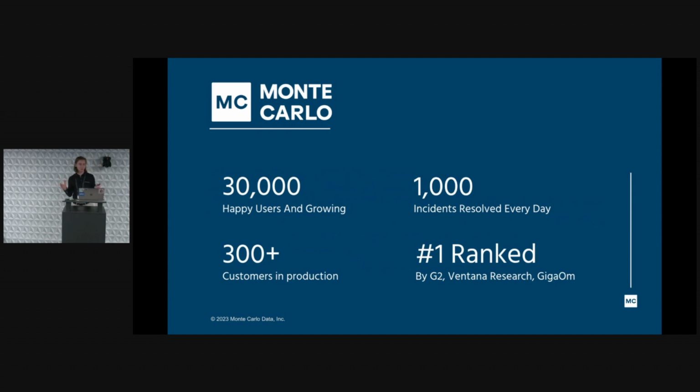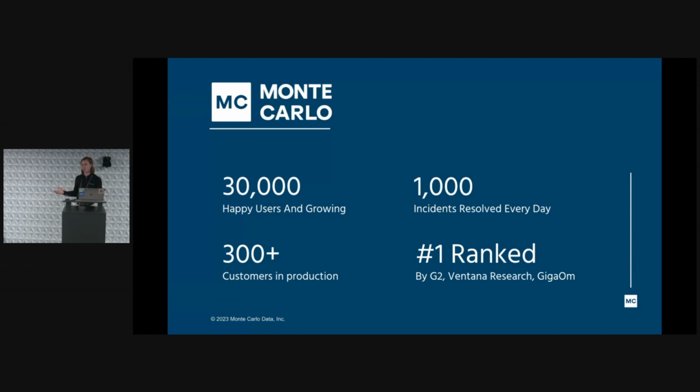So just to give some preamble about Monte Carlo and about my position within the company, the ethos for our place in the discussion here. We are the leading data observability vendor that sells basically an end-to-end data observability solution that can integrate with various different data lakes, lakehouses, warehouses, business intelligence tools, really you name it. We've got a 30,000 user base, and we resolve 1,000 data incidents a day. I'm a data person, so it's probably around 1,000. We're working with 300 customers in production, and of course, rankings from G2 and other industry leaders there.